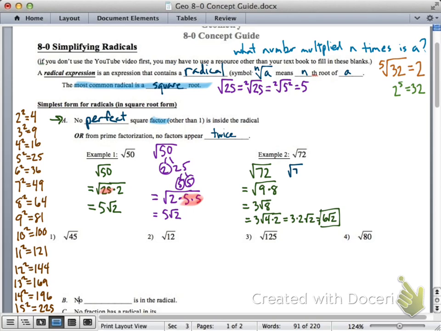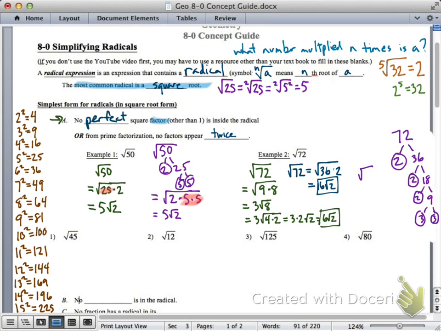A simpler way of getting there is to say, what is the biggest square root that goes into 72? And you could start with, of course, 64 is way too big, 49 is too big, 36 goes into 72 2 times. So we can take the square root of 36, but we can't take the square root of 2. So it's a lot simpler to go with those bigger numbers.